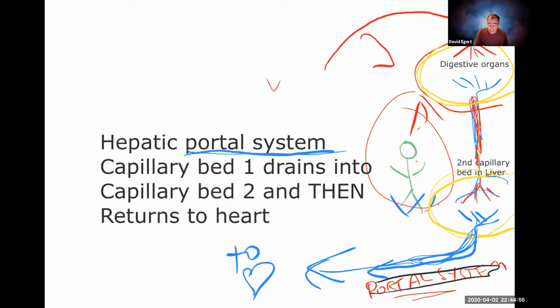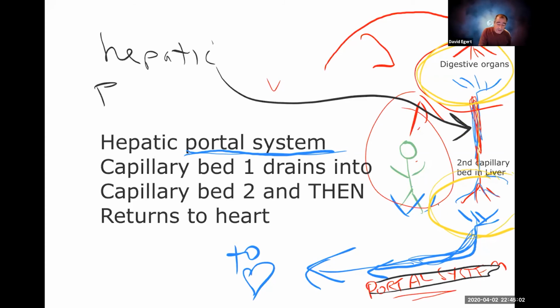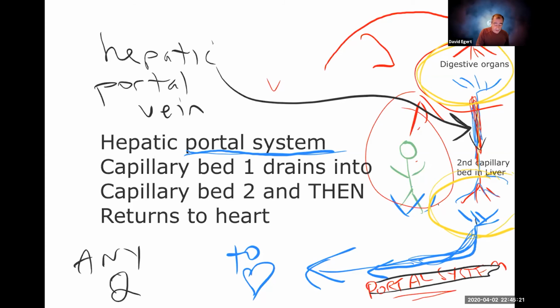In this case, in my drawing here, this thing right here is what we would call the hepatic portal vein. It's a vein that is leaving the capillary bed and on its way, but it's still got a stop to make before the blood is actually going back to the heart. So any questions about that? Yes, no? Okay.